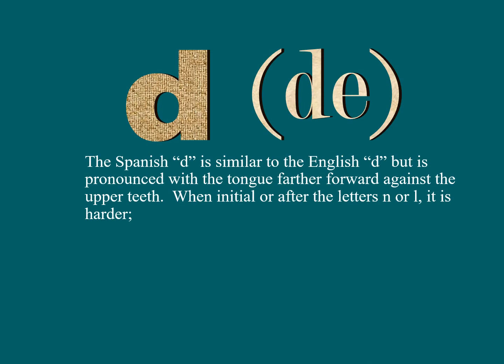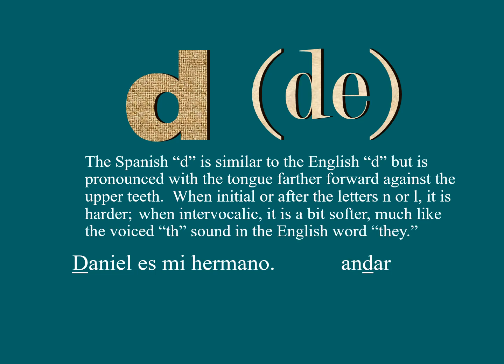D is similar to the English D, but it's pronounced with the tongue farther forward against the upper teeth. When initial or after the letters N or L, it is harder. So, Daniel, andar. When intervocalic, it is a bit softer, much like the voiced TH sound in the English word they. So, buena idea, nada.